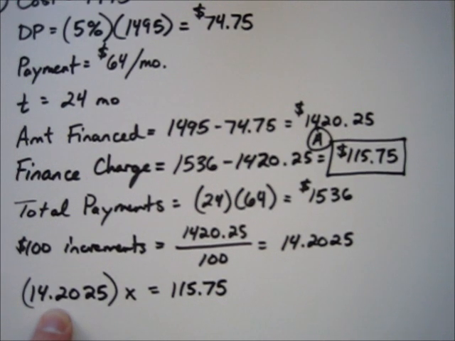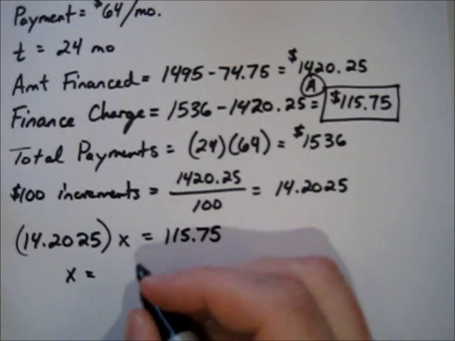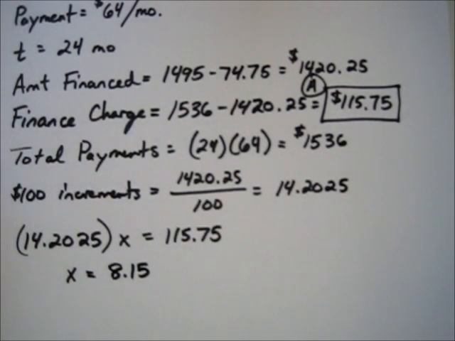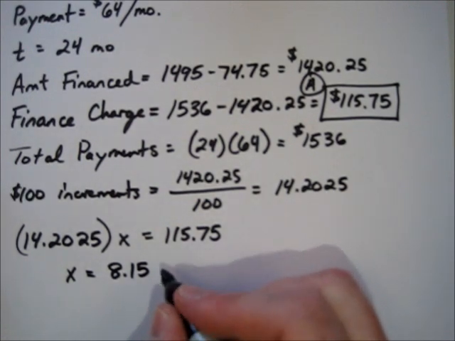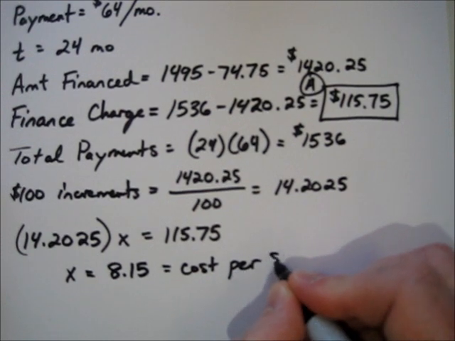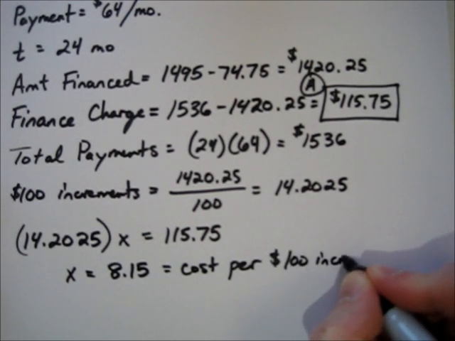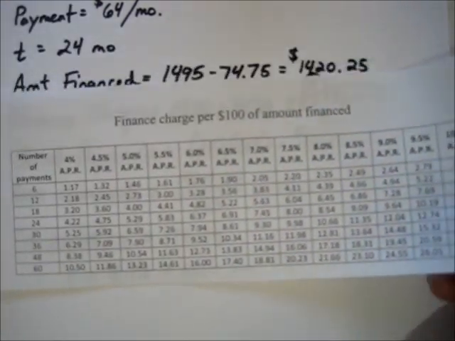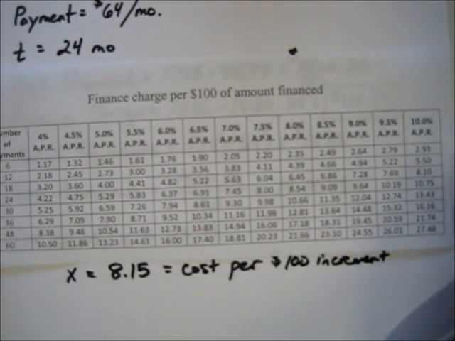So if we divide both sides by 14.2025 and round to two places, we get that X equals 8.15. So what we just calculated here, this is the cost per $100 increment. And now we can use our table. So I'm looking for $8.15 somewhere in this table.